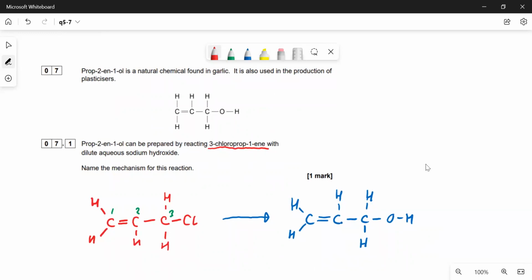So it's confusing when you're dealing with names like that, so I've drawn them out. We've got the 3-chloropropane there in red, and we have the product there in blue, and you can see all that we have done there is that we have swapped a chlorine for an OH. So the way you do that would be nucleophilic substitution, isn't it? You'd use sodium hydroxide in an aqueous solution. So nucleophilic substitution is the answer for 1 mark.